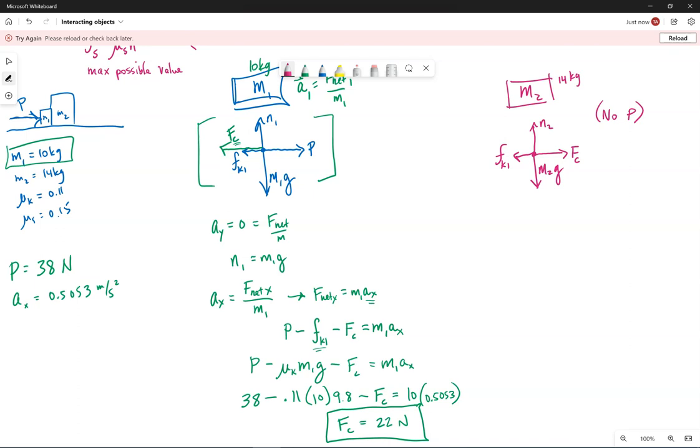Reasoning through the net force and its relation to acceleration, again, acceleration is 0. That leads us to the normal force on this box equaling m2g, so the 14 kilograms times 9.8. In the x direction, writing out net force equals ma, but specifically for this box, we would say the contact force to the right minus the friction force to the left.